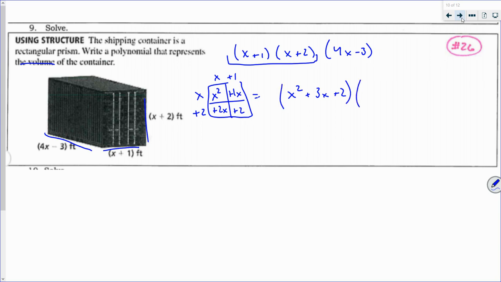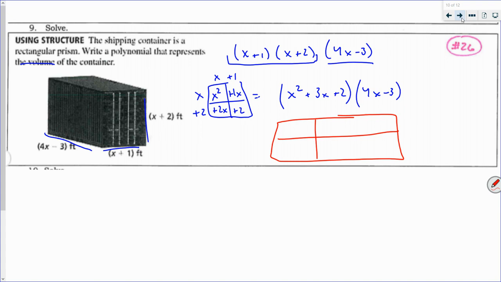Then you take this new thing and multiply it by this remaining thing. So this one I'm definitely using a Punnett square on because it keeps me organized. So make it a 2 by 3 box, 4x minus 3, x squared plus 3x plus 2. And from there, I'm going to go 4x cubed plus 12x squared plus 8x minus 3x squared minus 9x minus 6. And then I just got to pull it out and simplify.